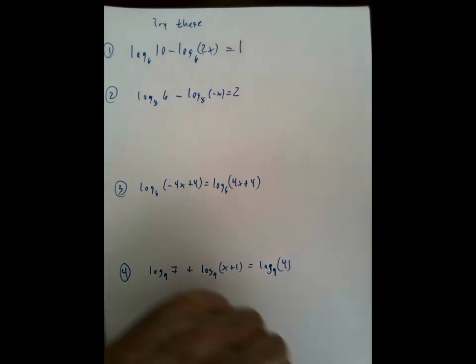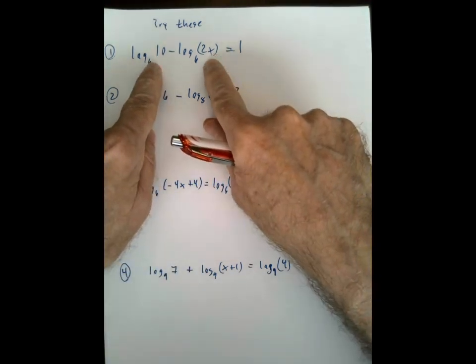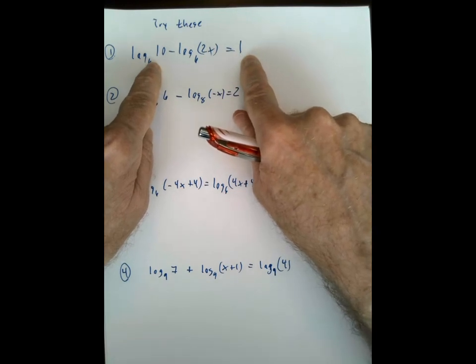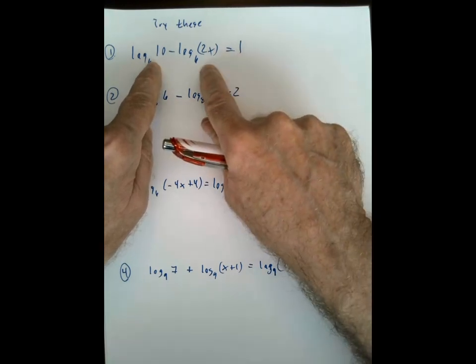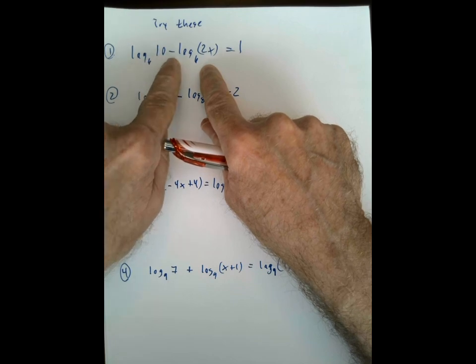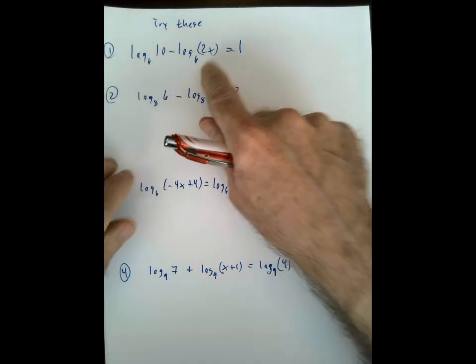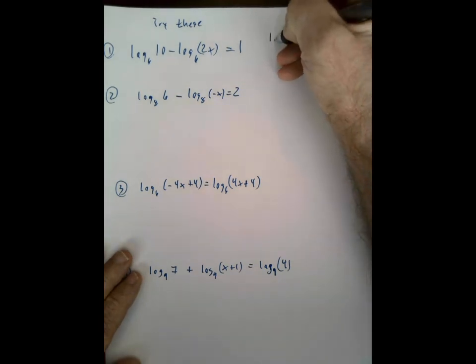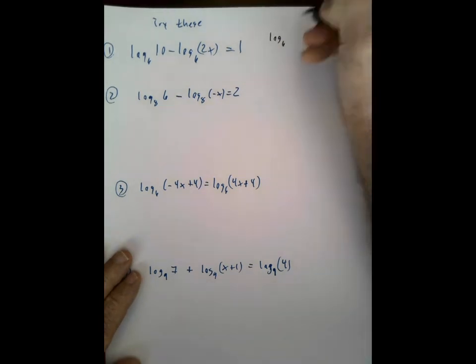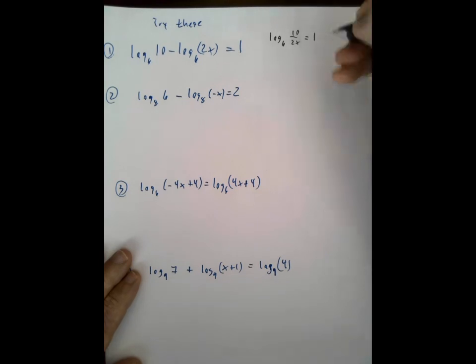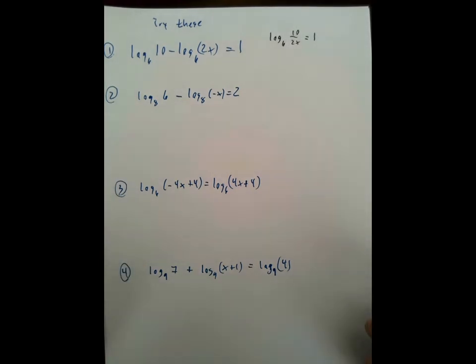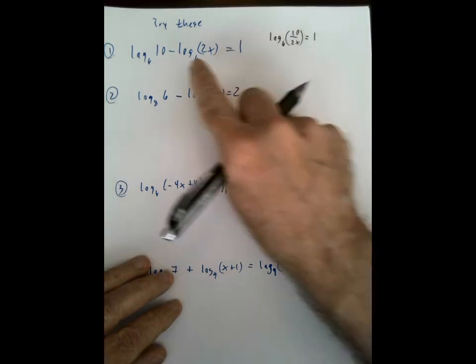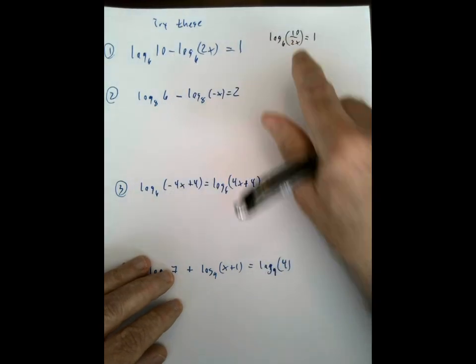Okay, I'm back. So this combines. There's a log on one side, so we're going to use our log on only one side method, but we have to combine the log terms first. Subtracting on the outside is division on the inside. So I've got log base 6 of 10 over 2x is equal to 1, right? Subtraction on the outside, division on the inside.